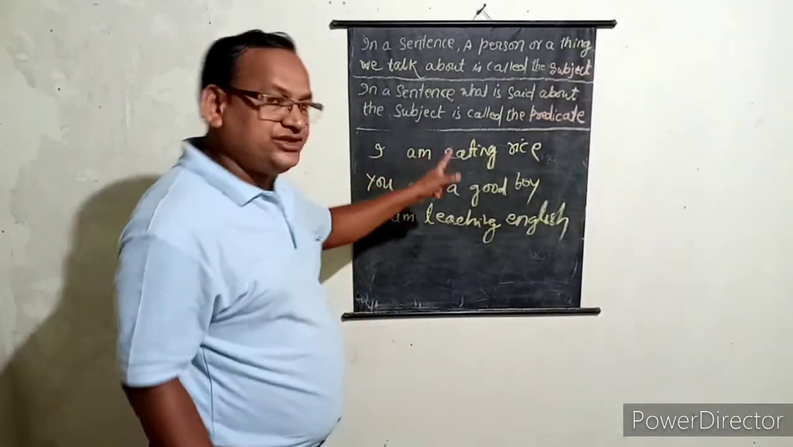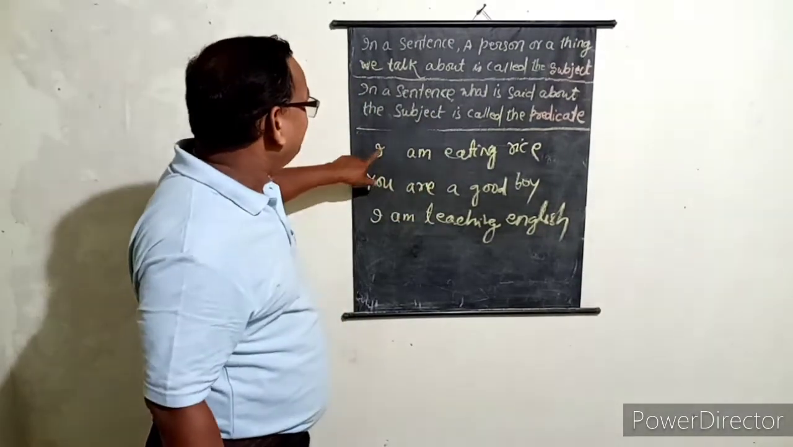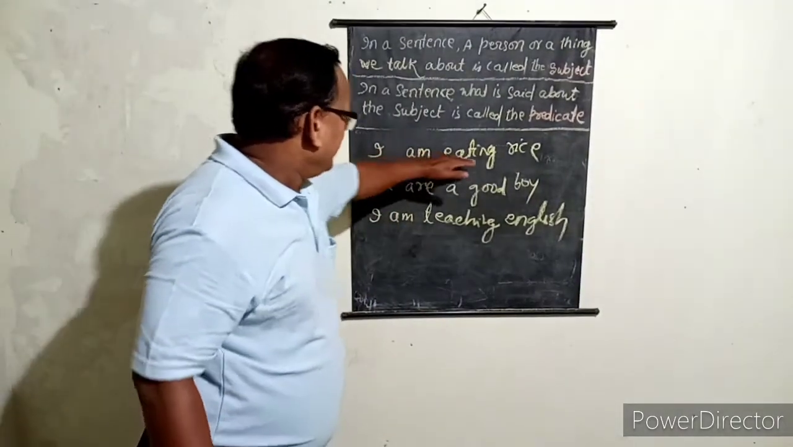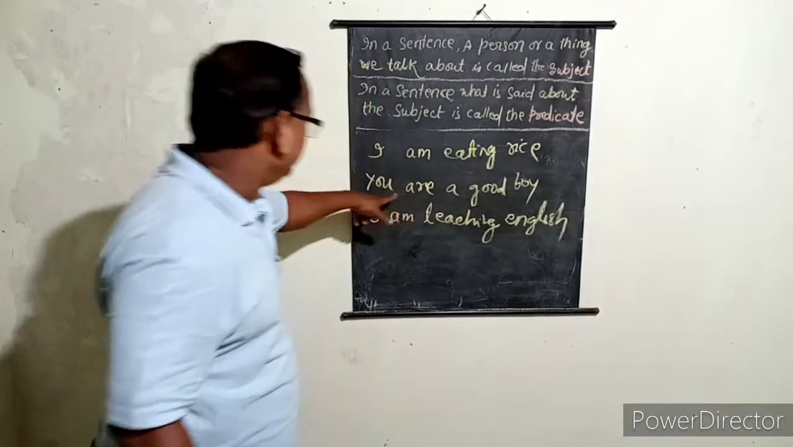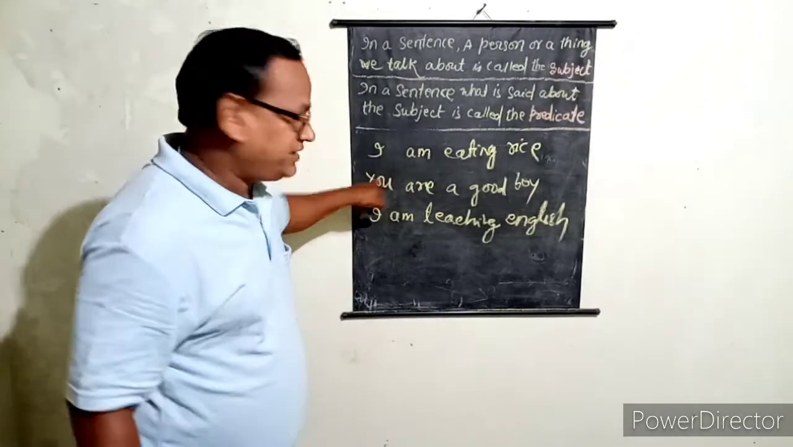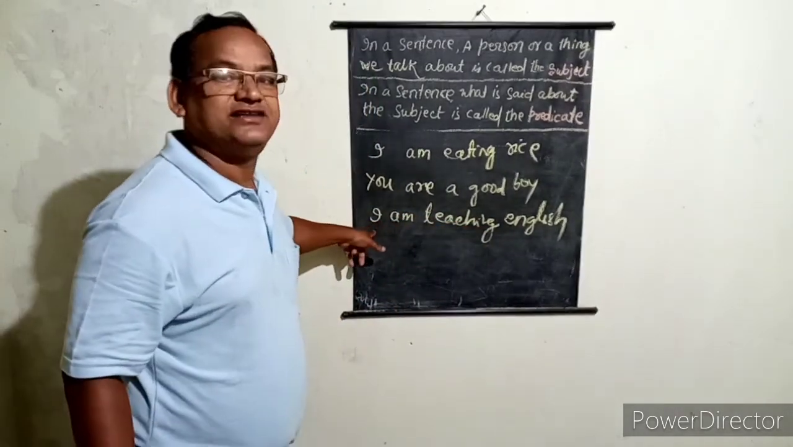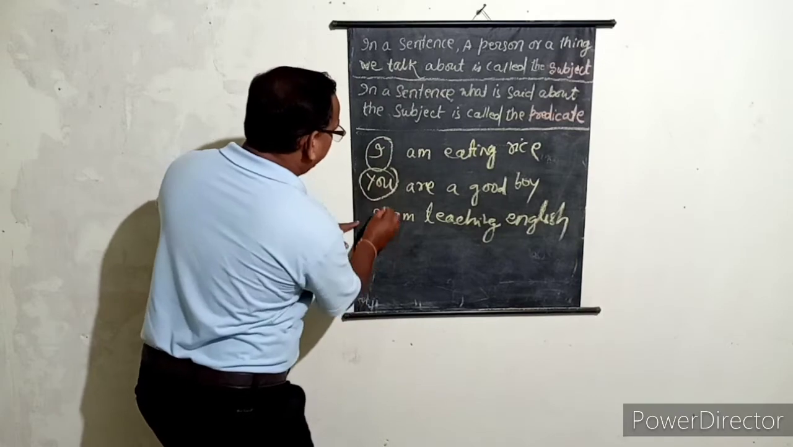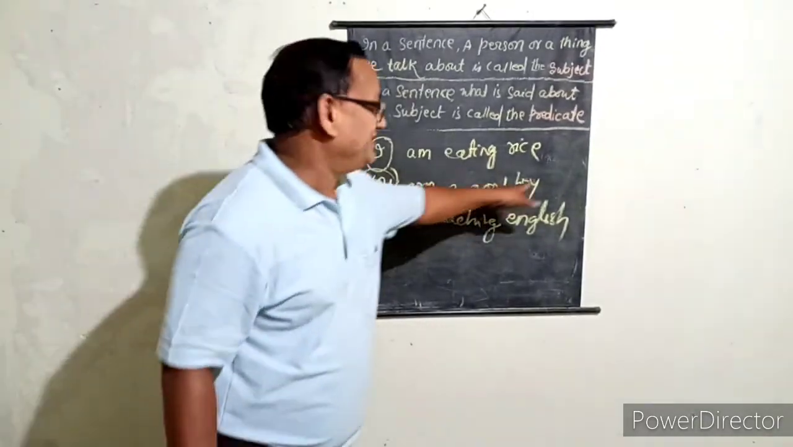Here, who is doing the work? I am eating rice. Who is eating rice? I am a person. We talk about I. The first line says about the person I. Just like in the second sentence, the sentence expresses about you. And in the third line, the sentence says about the person I. So, in this case, I, you, and I are the subjects of the sentence.